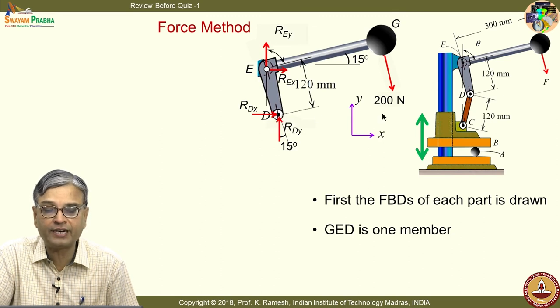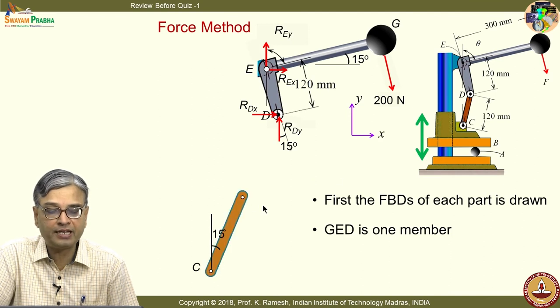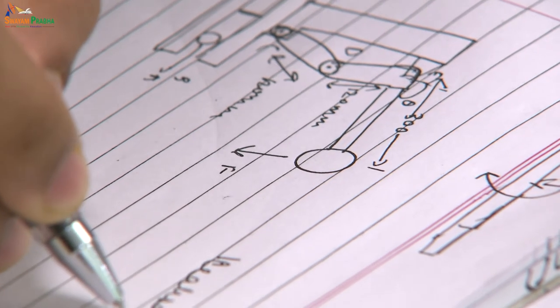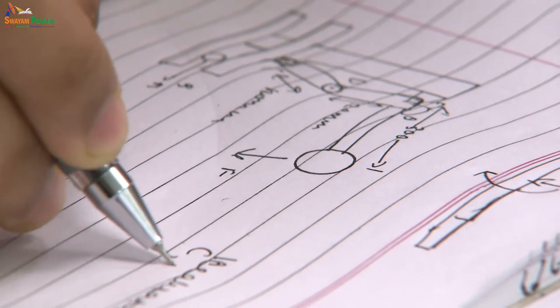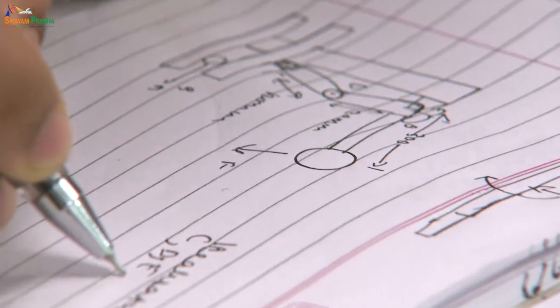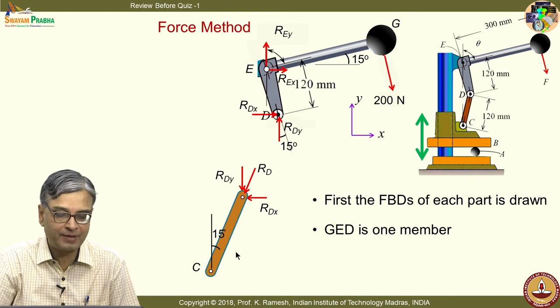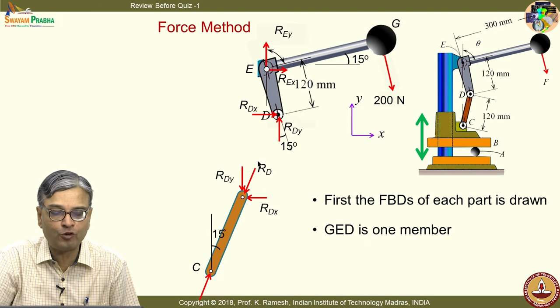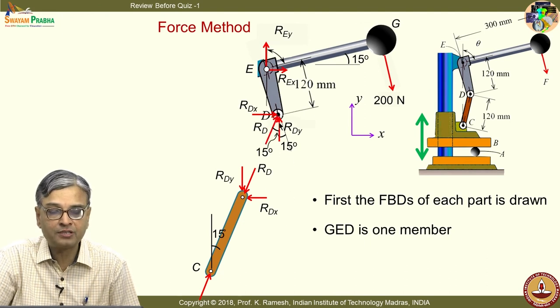This is connected to the link DC. So, I have to put the link DC and then put these forces opposite to this by Newton's third law. And you should recognize that link DC is a two force member. The moment you recognize this as a two force member, the force has to be along its line of action. That makes your life fairly simple. So, once you determine the force RD, I can put this RD here.